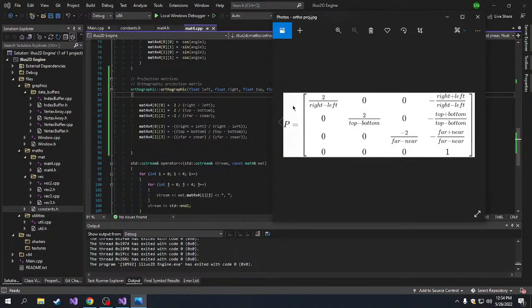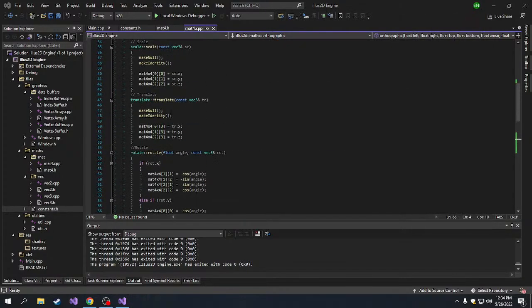So 0, 0, 2 divided by right minus left. 1, 1, 2 divided by top minus bottom. 2, 2: negative 2 divided by z far minus z near. Then negative right plus left over right minus left, negative top plus bottom over top minus bottom, and 0, 0, 1. Yeah, cool, everything's going well. So my theory was correct.